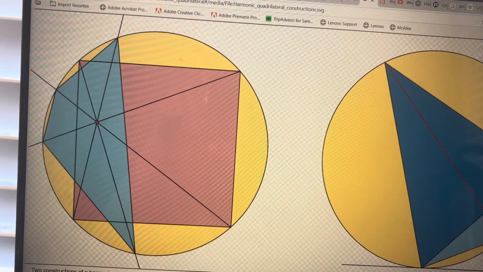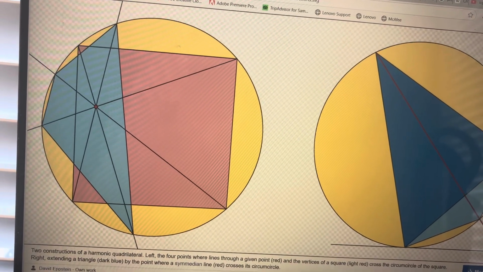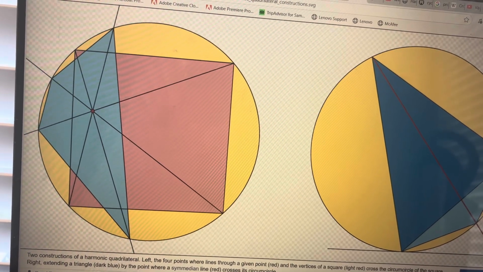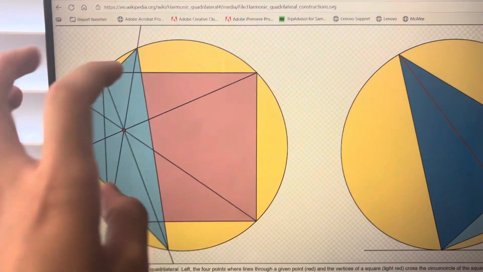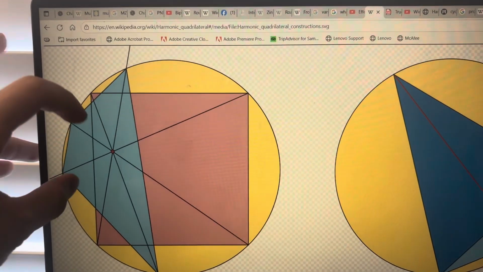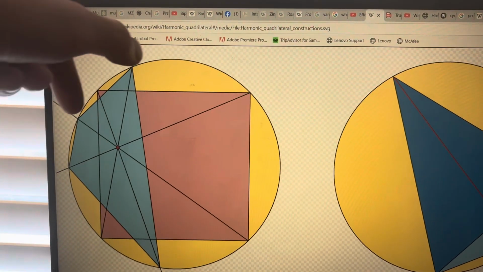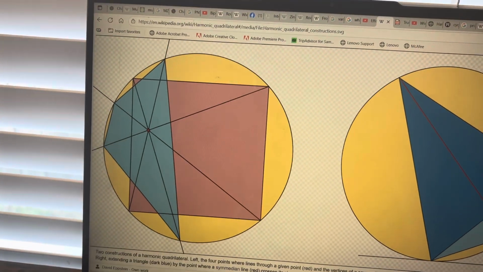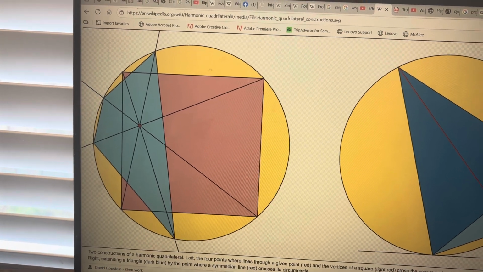So harmonic quadrilateral just means that the pairs of opposite sides of the blue quadrilateral have equal products. So basically, this length times this length equals this length times this length. And so just a quick proof of that, which involves the law of cosines and some basic geometry.